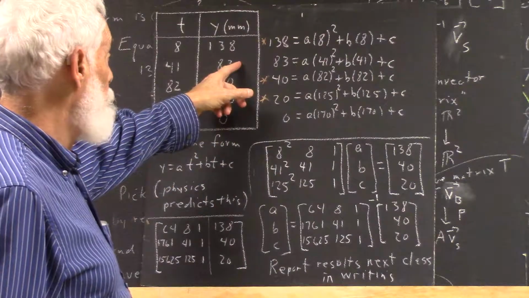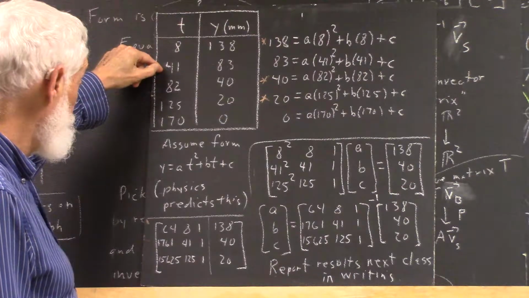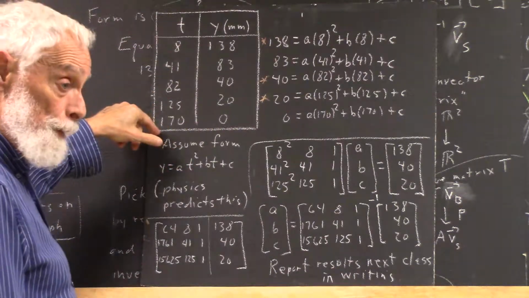Plug in 83 for y and solve the quadratic equation and see if 41 is one of your solutions. Plug in 0, solve that quadratic equation.